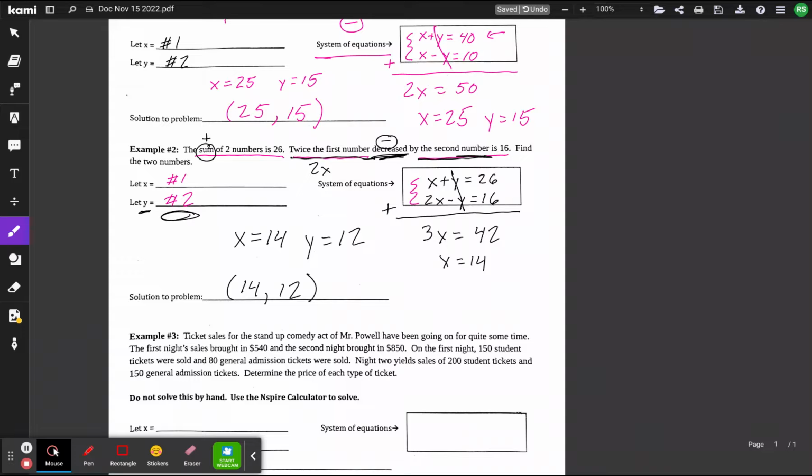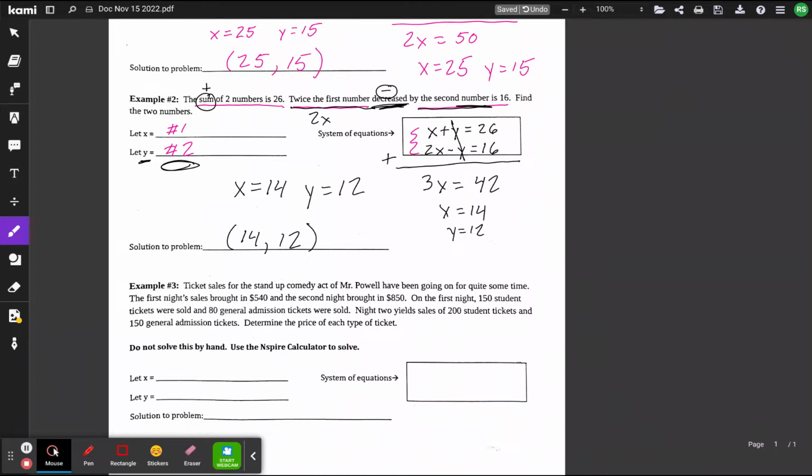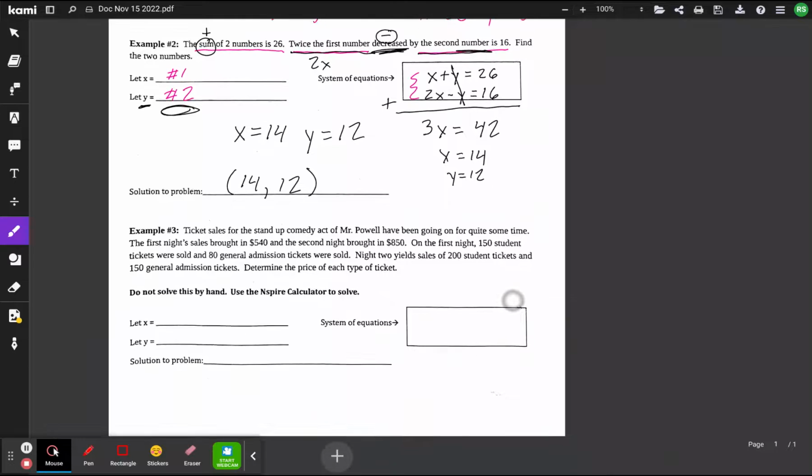14 plus 12 would be 26. 2 times 14 minus 12 would be 16. So whether we choose to use elimination or a calculator, we're ending up with the same answers. The key here is the setup, and then I can use my calculator to help me solve that system of equations.